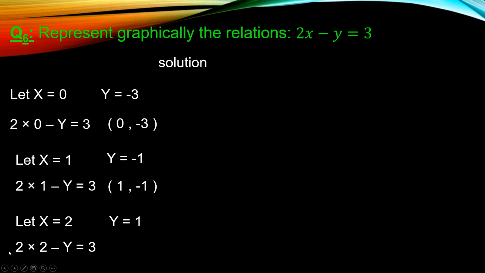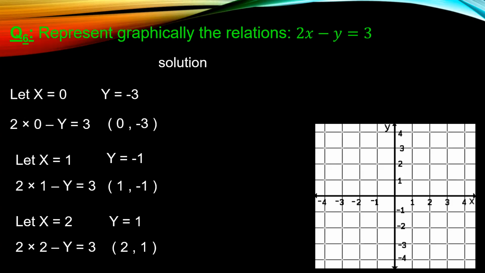To get the third ordered pair, I will let the value of x equal 2. So it will be 2 times 2 minus y equals 3. It will be 4 minus y equals 3. So here y equals 1. So the third ordered pair I have is 2 and 1.